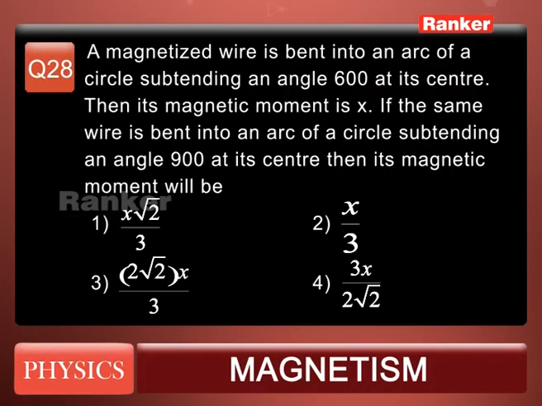Question number 28. A magnetized wire is bent into an arc of a circle subtending an angle 60 degrees at its center. Then its magnetic moment is x. If the same wire is bent into an arc of a circle subtending an angle 90 degrees at its center, then its magnetic moment will be: the first option, x root 2 by pi. Second option is x by 3. Third option, 2 root 2 x by 3. And the fourth option, 3x by 2 root 2.